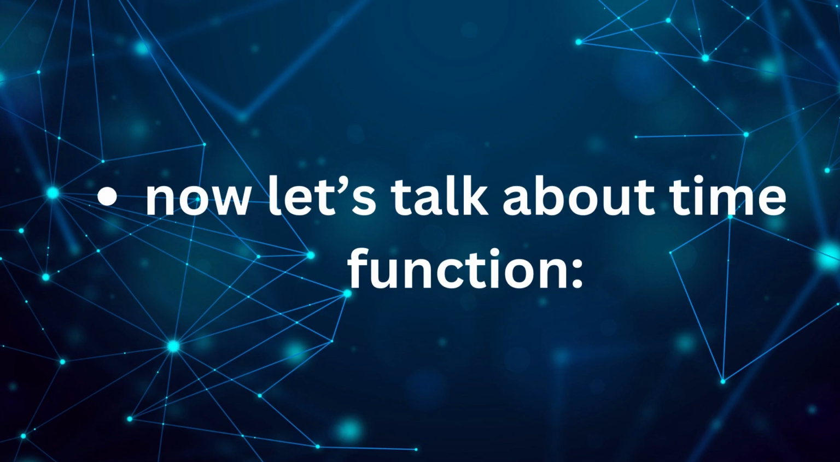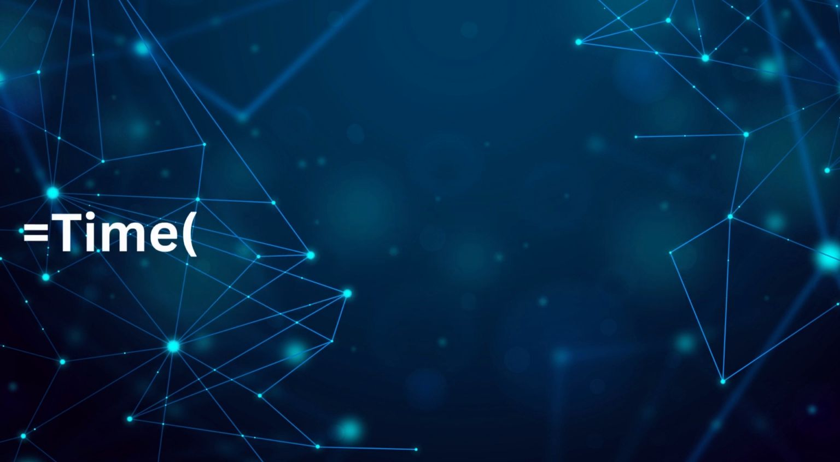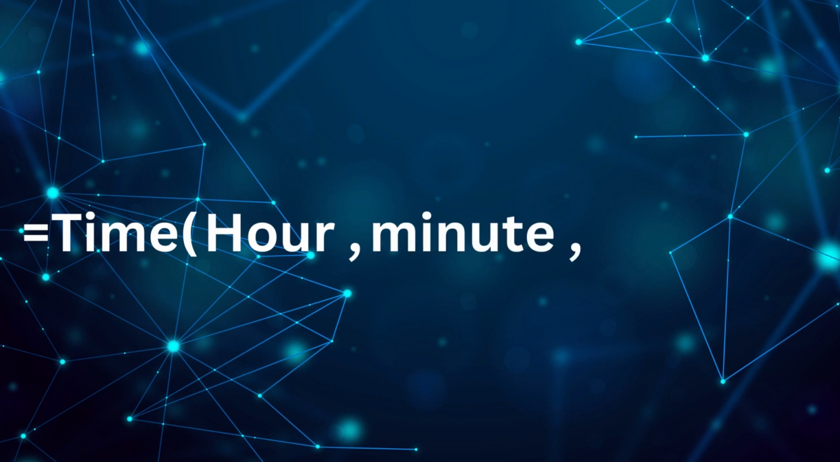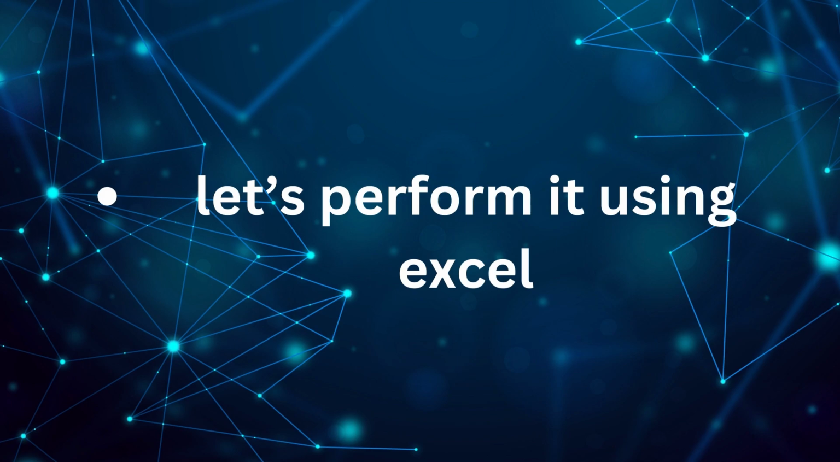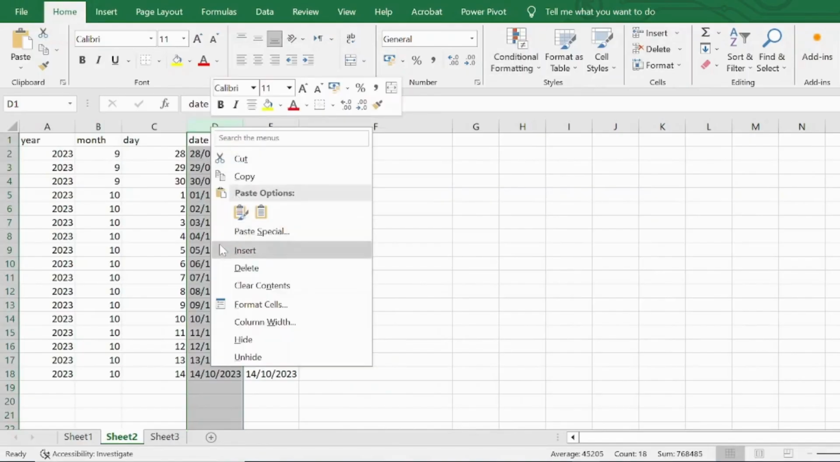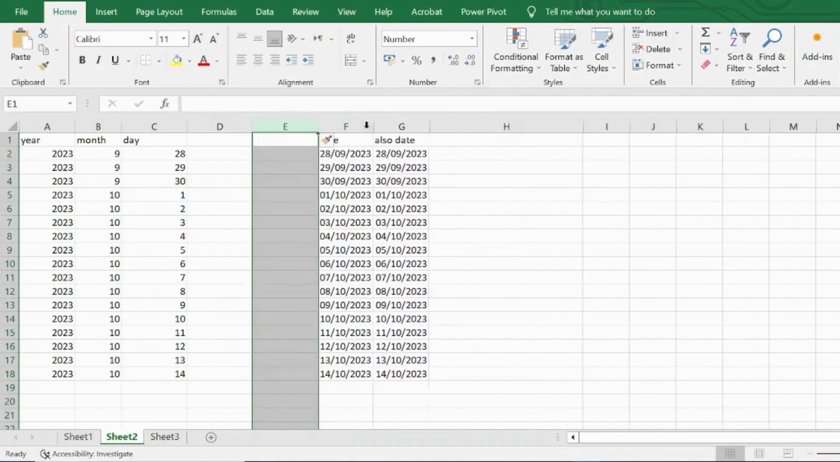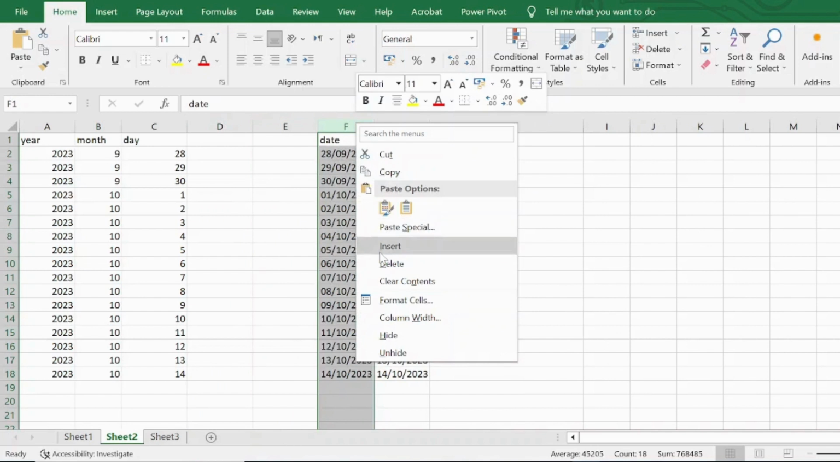Now let's talk about the time function. Time is a function that returns the time of a specific moment when you provide the hour, minute, and second of it. The time function structure contains hour, minute, and second. Let's perform it using Excel. Let's create 3 columns: one for hours, another for minutes, and a third for seconds.